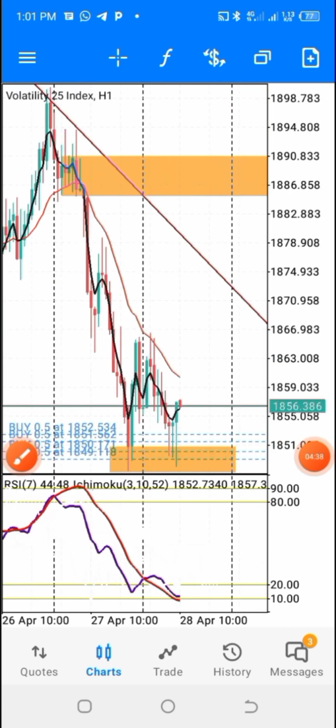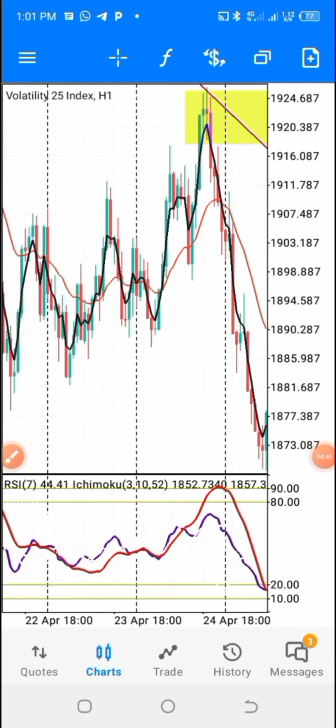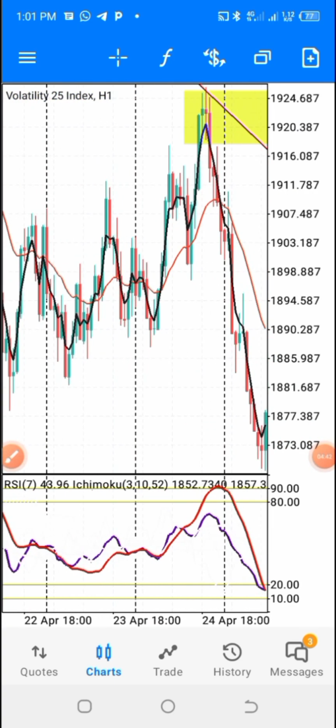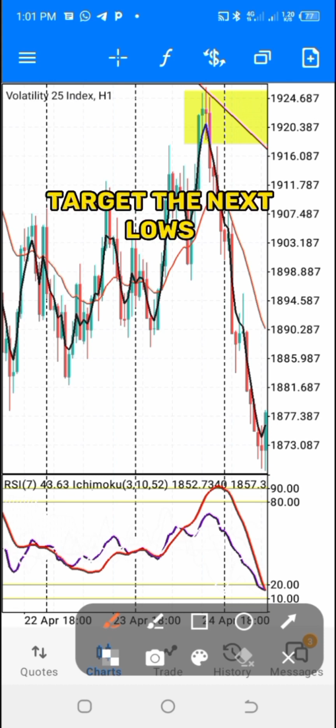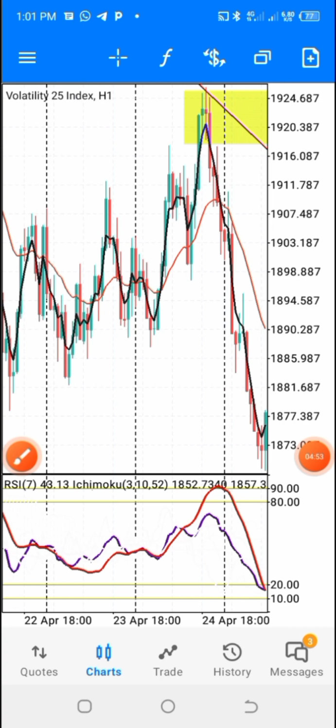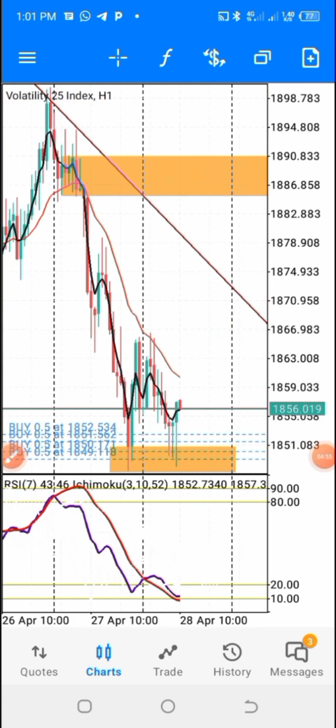Let's get back to H1. You see, you could have targeted somewhere like here, you see the lows. So that's another example.